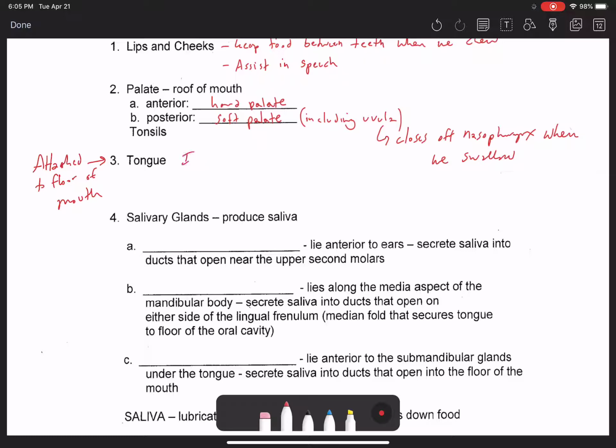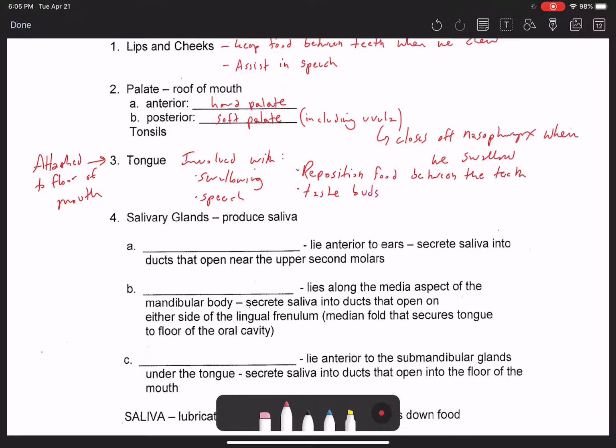And the tongue is involved with swallowing, speech. It helps to reposition food between the teeth. It is the place in which our taste buds are located.